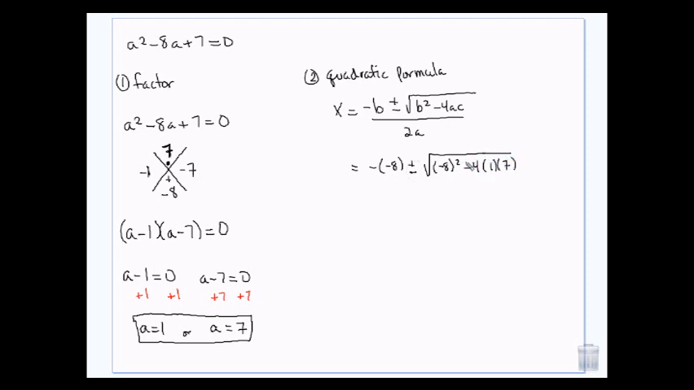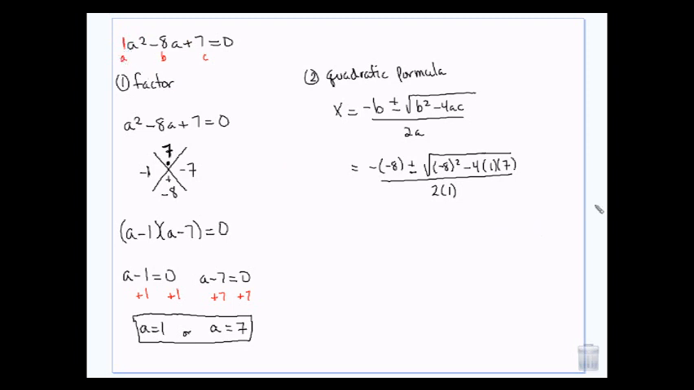Yeah, but how do you get over 2 times a? So I plugged in. How do you know it's a 1 and a 7? If there's no number there, that's a 1. This is b, and that's c. So whatever number is here is a, this is b, that's c. And since there's no number there, it's a 1.